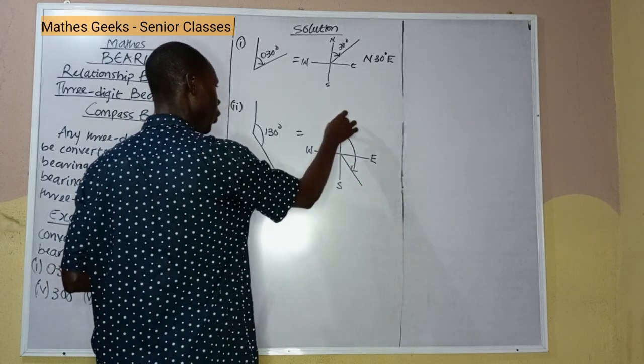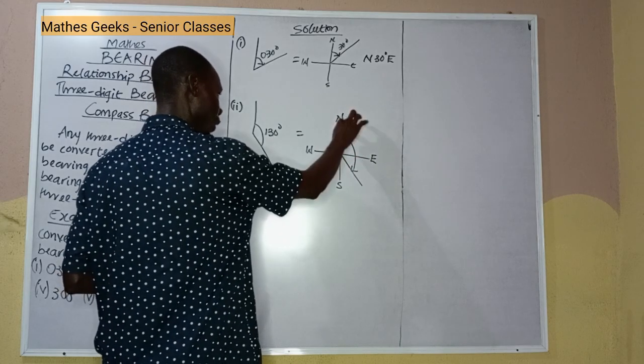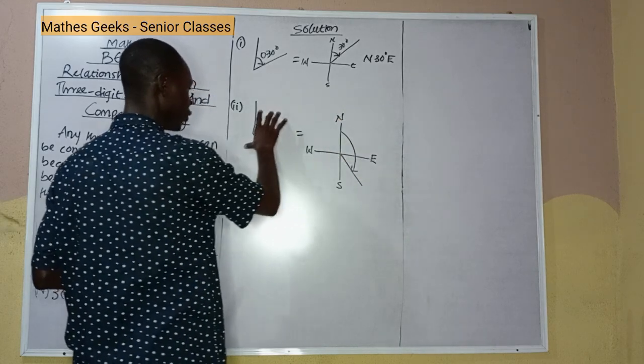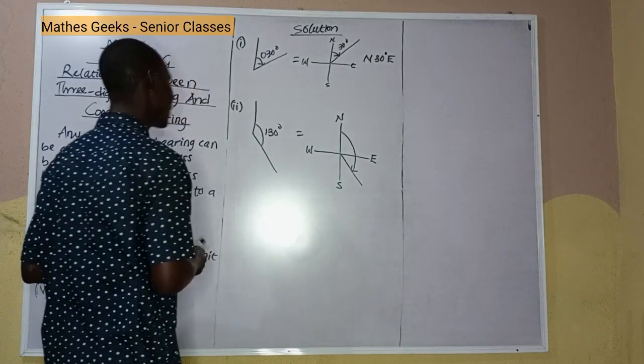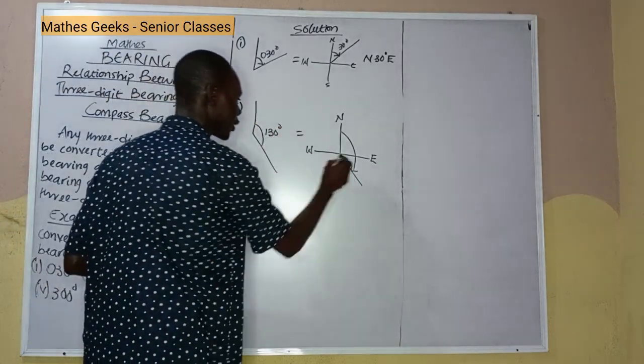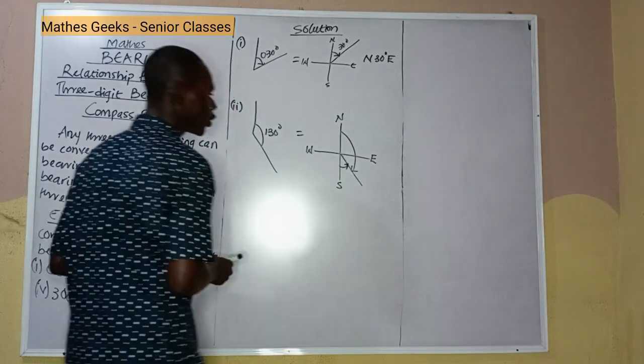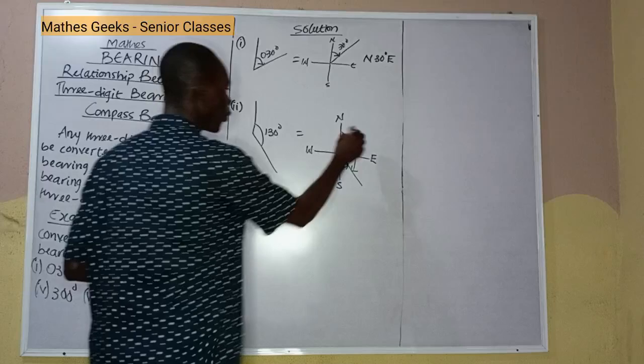So we are not going to be concerned with the measurement from the north to this line. That particular measurement is the 3-digit bearing. What we are going to be concerned with, since we are considering the equivalent of this in compass bearing, is that our measurement will start from the south to this line. Once you do that, we discover that this is now an angle on a straight line.